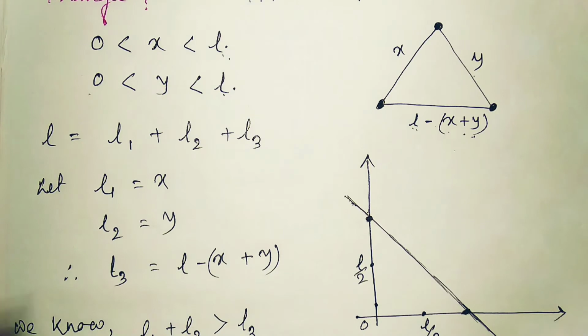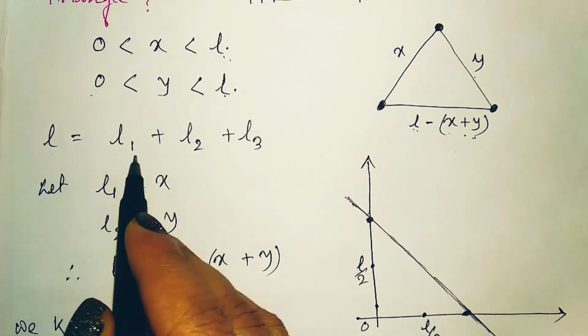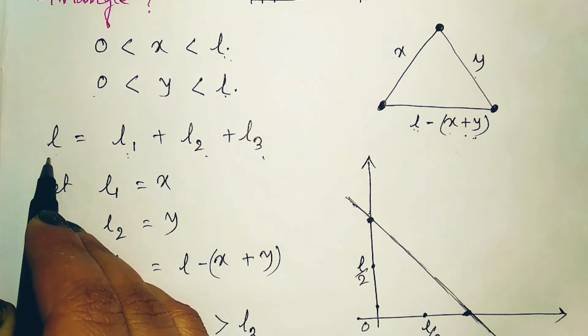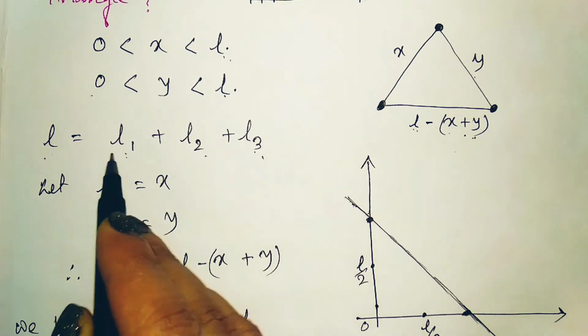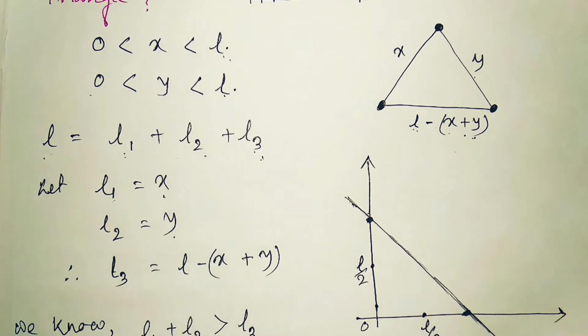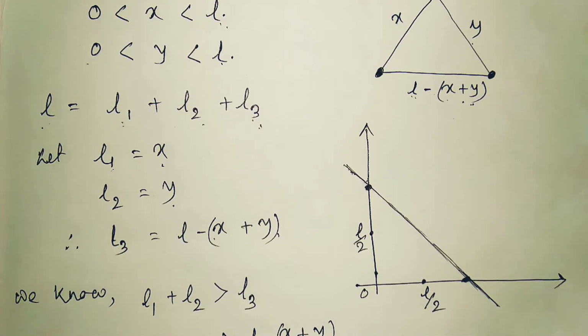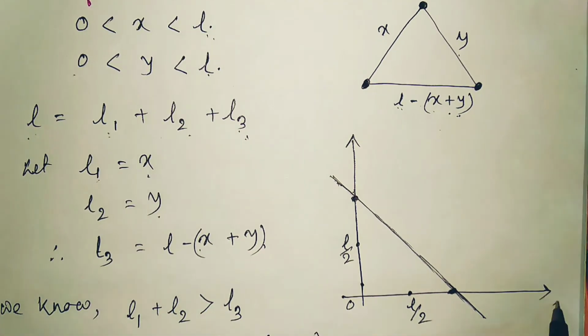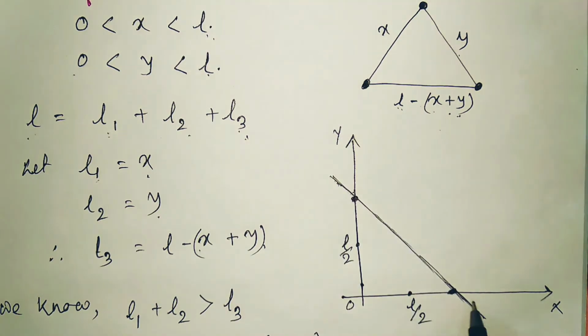The wire being cut into 3 pieces means L should be divided into 3 pieces. Suppose they are L1, L2, L3, so their sum should be L. Now as these 3 pieces should form a triangle, let L1 be x, L2 be y, and L3 be L minus (x plus y). We can present this in a pictorial manner also. So this is our x-axis, and this is our y-axis. The x value can be at most L, and the y value can also be at most L.